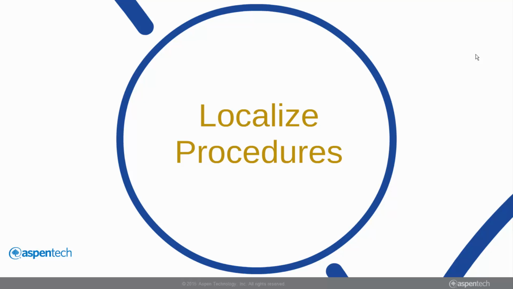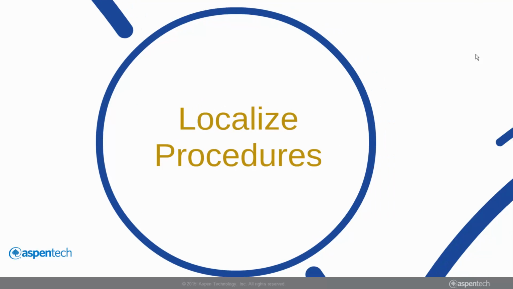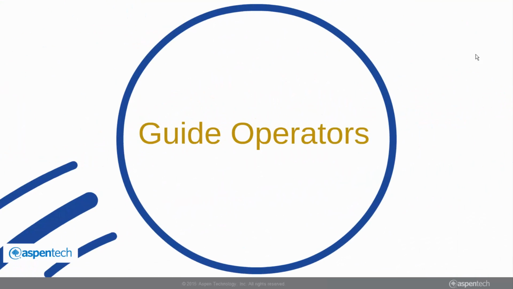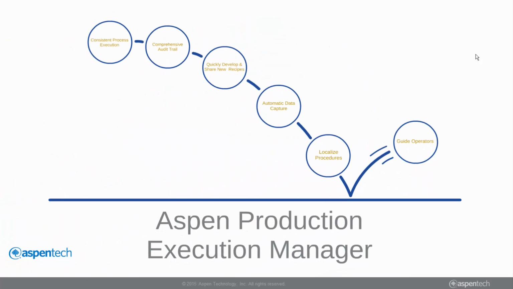All of these capabilities can be harnessed to provide production with unparalleled ability to guide operators through today's complex production processes and keep quality product flowing with solid margins. Aspen Production Execution Manager is a must-have technology to compete in today's fast-moving markets.